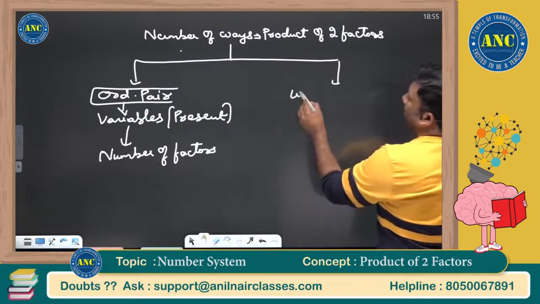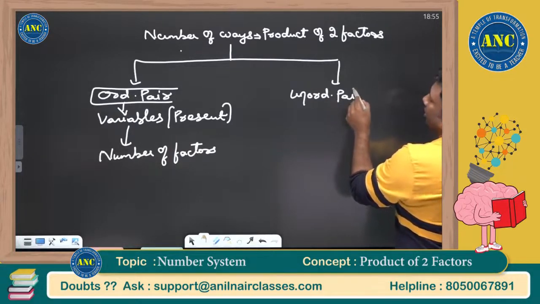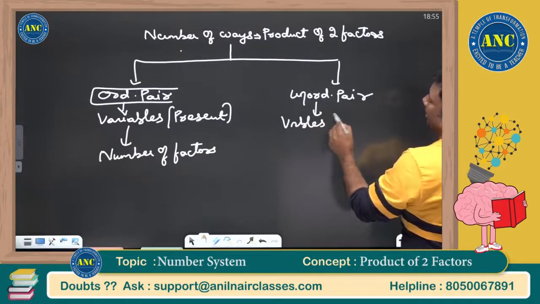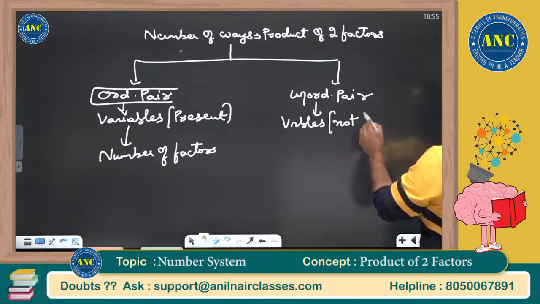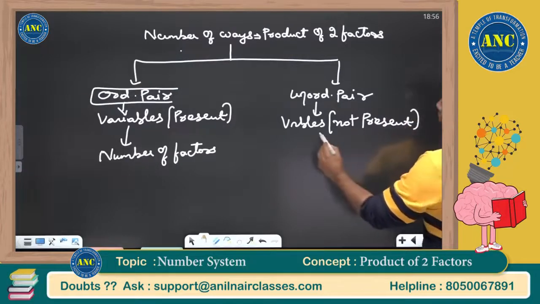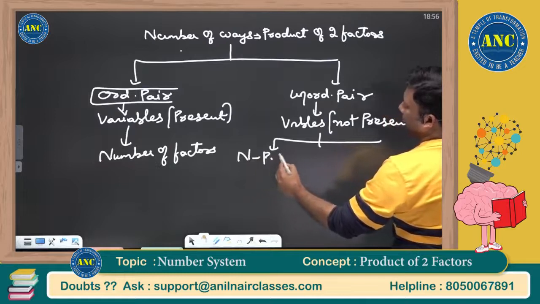In an unordered pair, what is an unordered pair? Variables are not present in the question. Here, two cases will come. N is a perfect square.